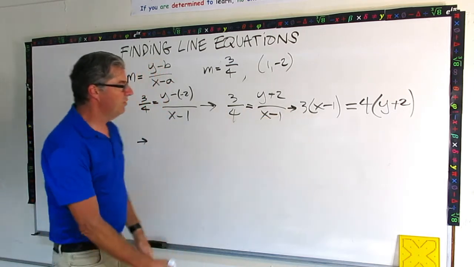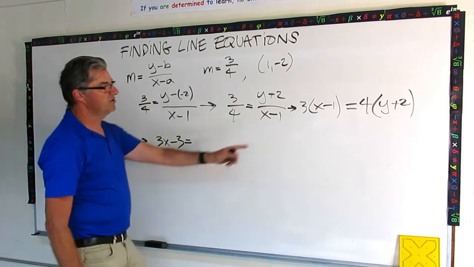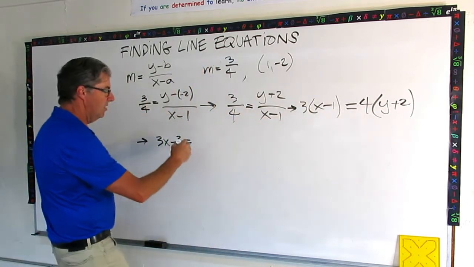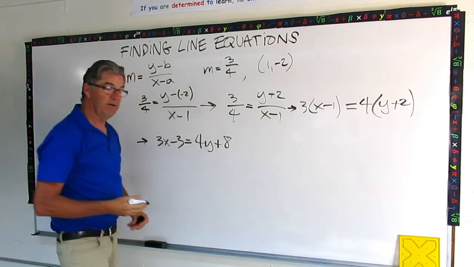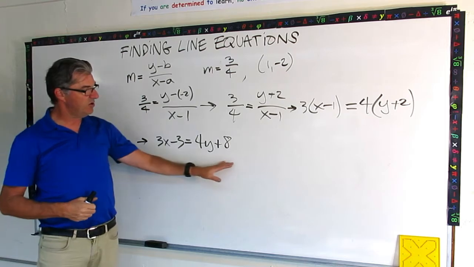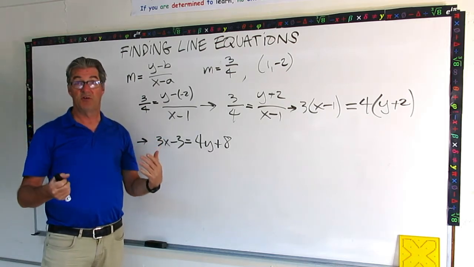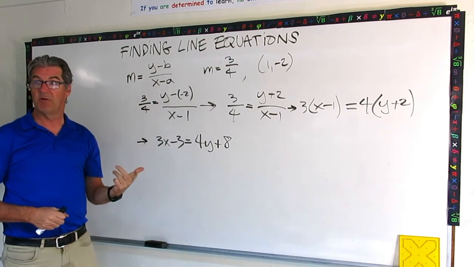3 times x minus 1 gives us 3x minus 3. Distribute the 4 on here, which gives us 4y plus 8. Okay? So now I have a nice little equation here that I can use to go to both forms. I can go to slope-intercept form and I can go to general form.